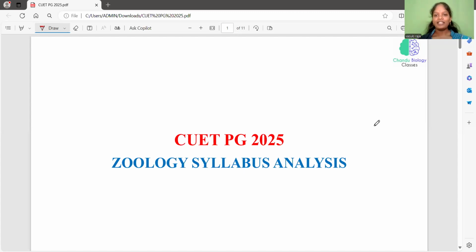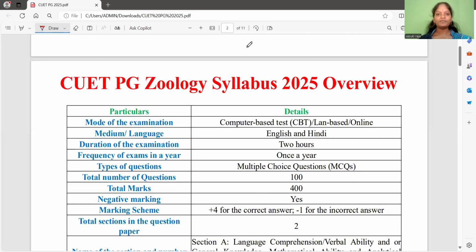So in the last class, we discussed an overview of the CUET PG 2025 exam. And in today's class, we are going to discuss the CUET PG 2025, particularly the subject of zoology. In this session, I'm going to focus on the syllabus analysis of zoology. Okay, so without any delay, we'll enter into the session.